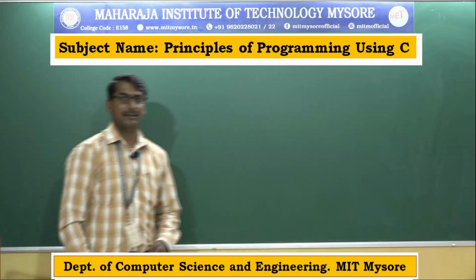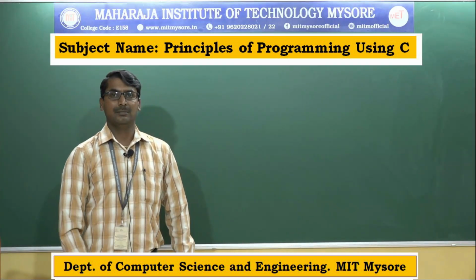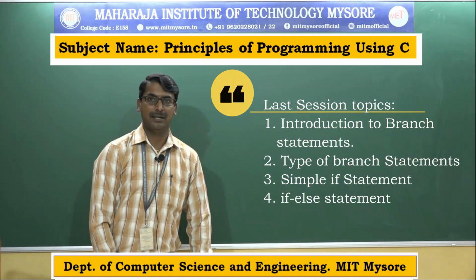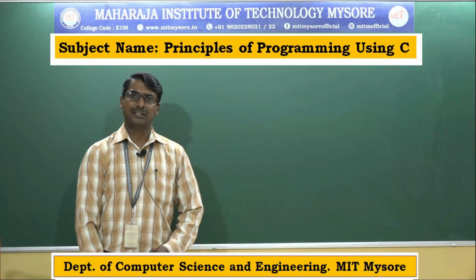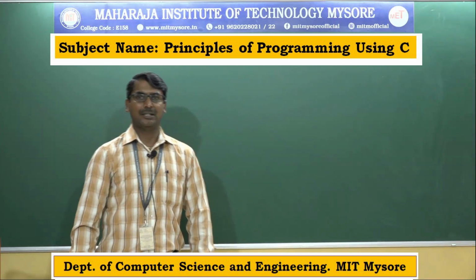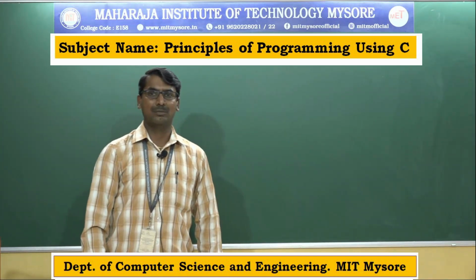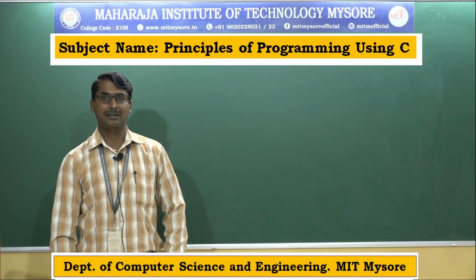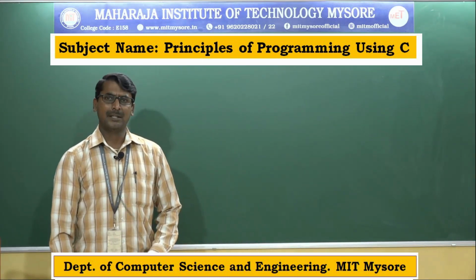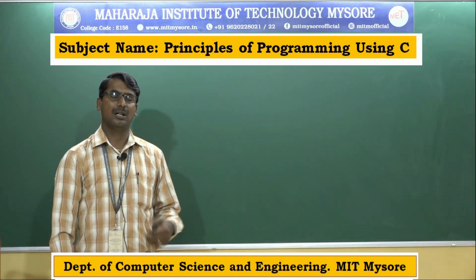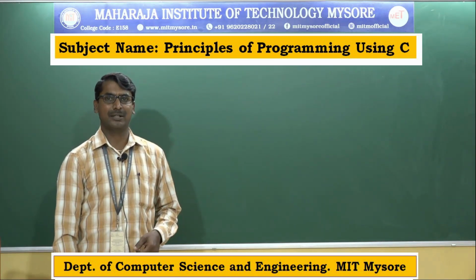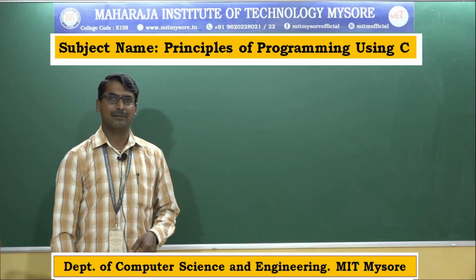Welcome, you all. In the last session we discussed conditional branch statements, that is the if and if else statements. Generally a C program executes in a sequential manner. A set of instructions will be executed one after another. If there is no repetition or branch statement, the statements will be executed sequentially, one after another.